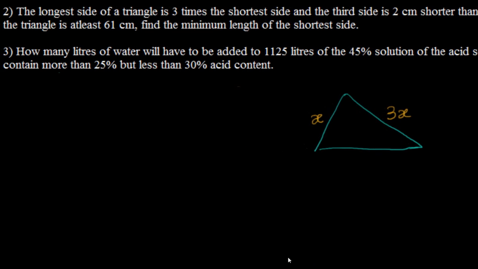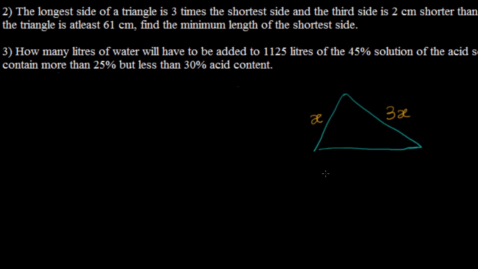If the perimeter of the triangle is at least 61 centimeters. What's the meaning of that? Perimeter should be greater than or equal to 61. Now what is the third side? We have been told it is 2 centimeters shorter than the longest.